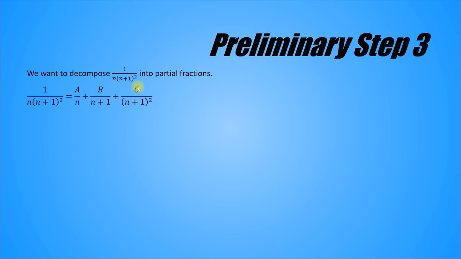And we've got to find A, B, and C. And you know the drill. Multiply both sides by the least common denominator of the partial fractions, n times n plus 1 squared. And here's what we get.